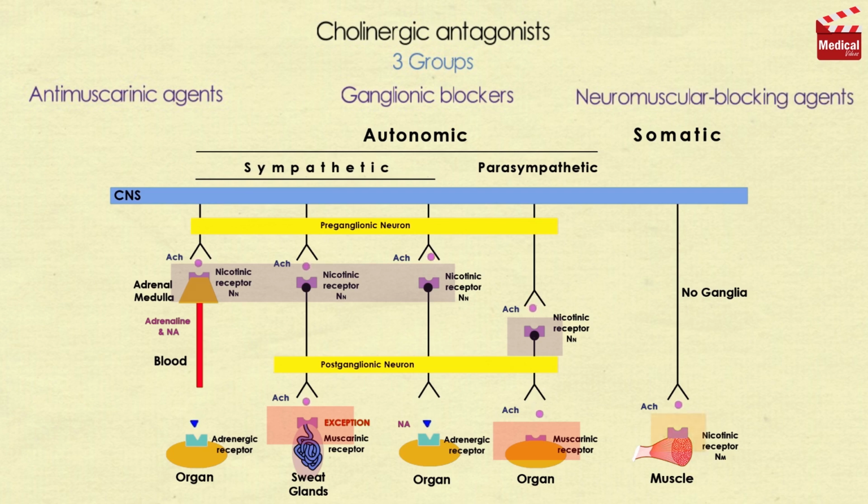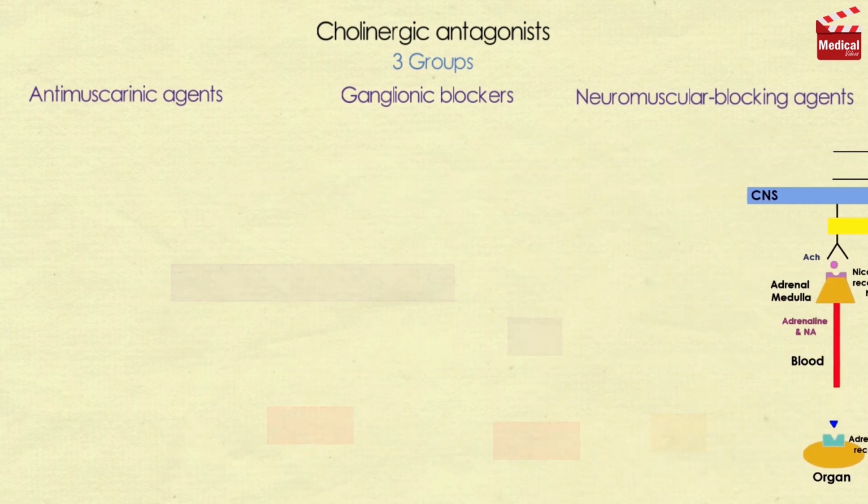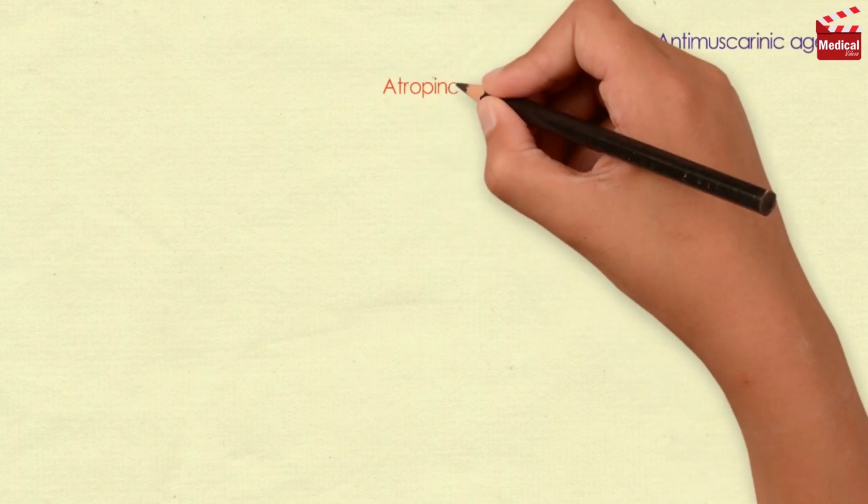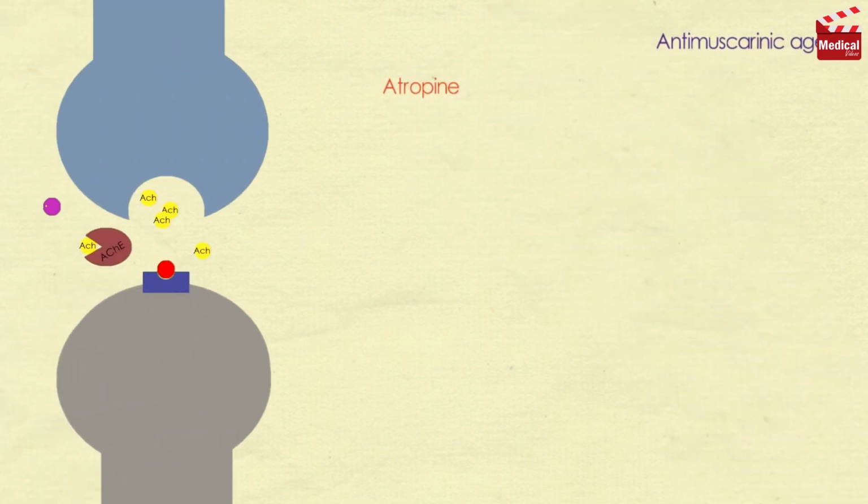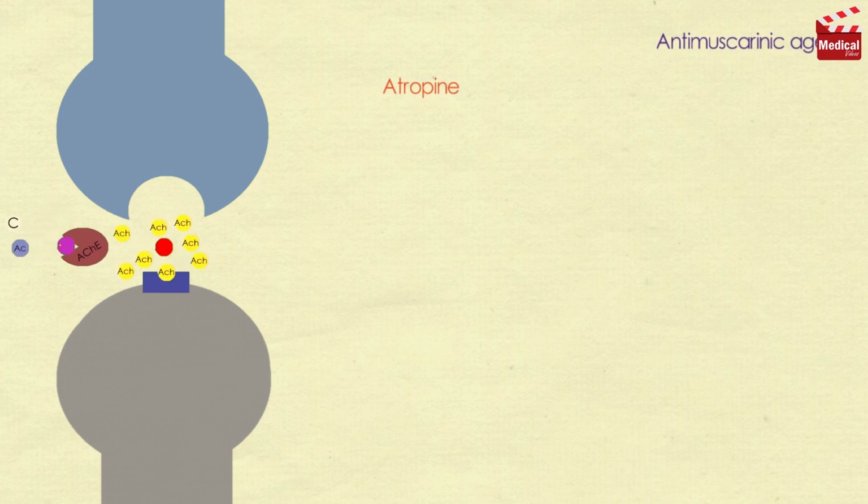They interfere with transmission of efferent impulses to skeletal muscles. Now let's discuss the antimuscarinic agents. The first one is atropine. It binds competitively and prevents acetylcholine from binding to muscarinic receptors. And this effect can be reversed by using an anticholinesterase agent, leading to accumulation of acetylcholine and increasing its effect.